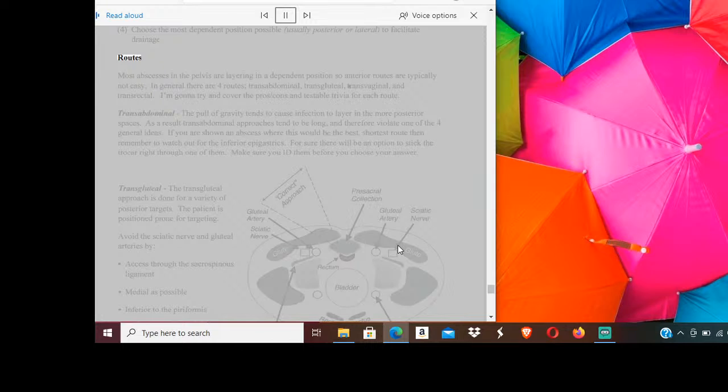Routes. Most abscesses in the pelvis are layering in a dependent position, so anterior routes are typically not easy. In general, there are 4 routes: transabdominal, transgluteal, transvaginal, and transrectal. I'm going to try and cover the pros and cons and testable trivia for each route.